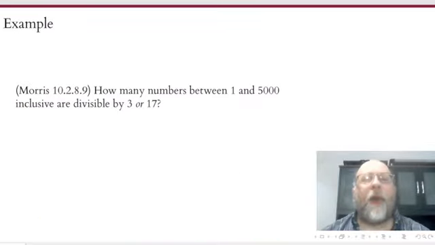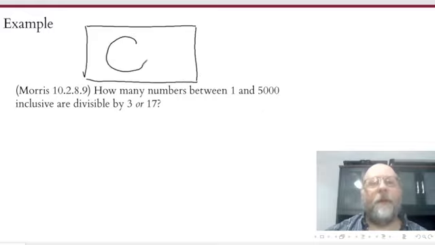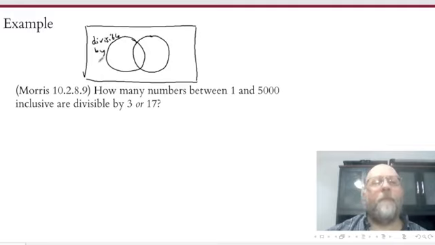So how many numbers between 1 and 5,000 are divisible by 3 or 17? So I will show you the Venn diagram. These numbers are divisible by 3. These numbers are divisible by 17. But there are some numbers that are divisible by both 3 and 17, which means that they are divisible by 51. Okay?